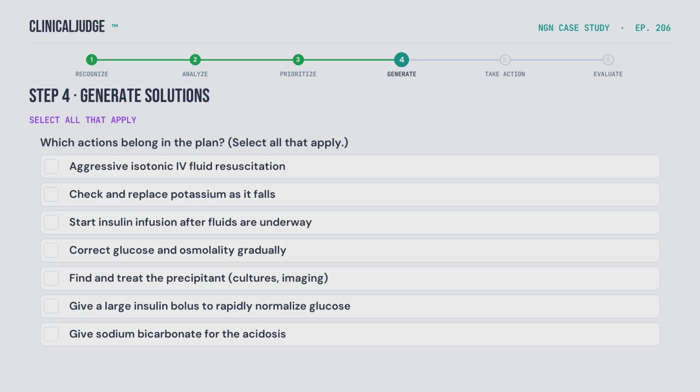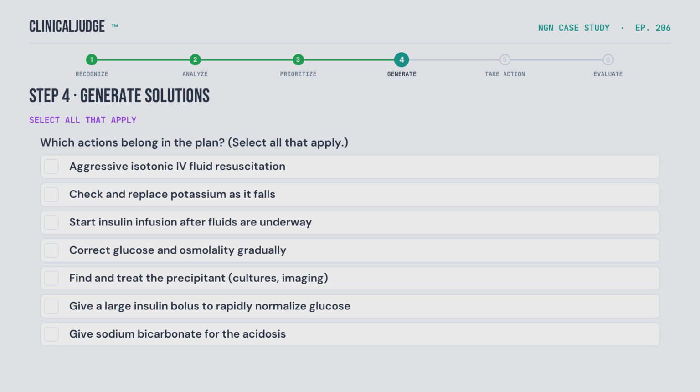Step 4. Generate the solutions. Lay out everything that belongs in the plan. This is select all that apply. Start with the mainstay, aggressive isotonic fluids to replace an enormous deficit. Protect the potassium, checking and replacing it as it falls. Add insulin, but as an infusion, and after fluids are underway, not as a crash bolus.